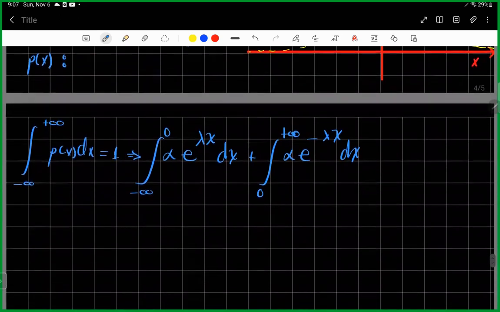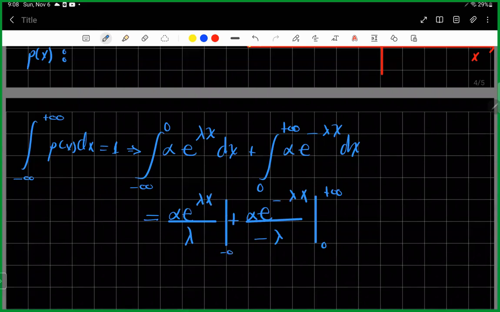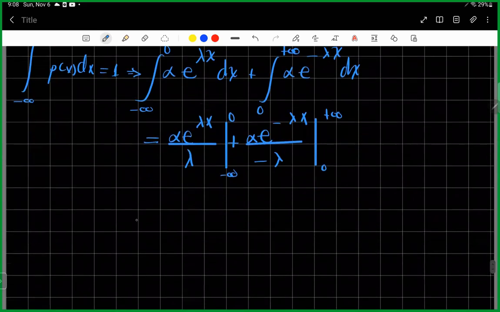Okay. And let me do this. This is just equal to alpha e to the lambda x divided by lambda, plus alpha e to the minus lambda x divided by minus lambda. What are the limits? The limits here are between 0 and plus infinity, and the limits here are between minus infinity and 0. Okay. So at 0, this is 1. So this is alpha over lambda.